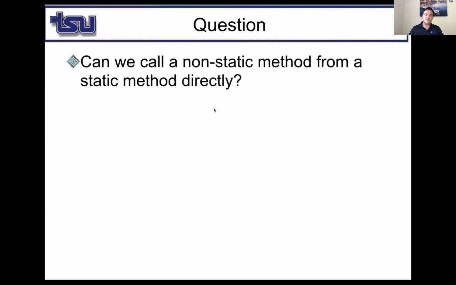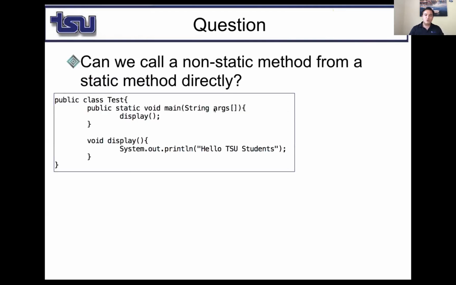So this is another question. Can we call a non-static method from a static method? For example, look at this. I have a static method, public static void main, and I have another method, void display. But display is non-static, right? It's a non-static method. So my question to you, can I call the display method right here?